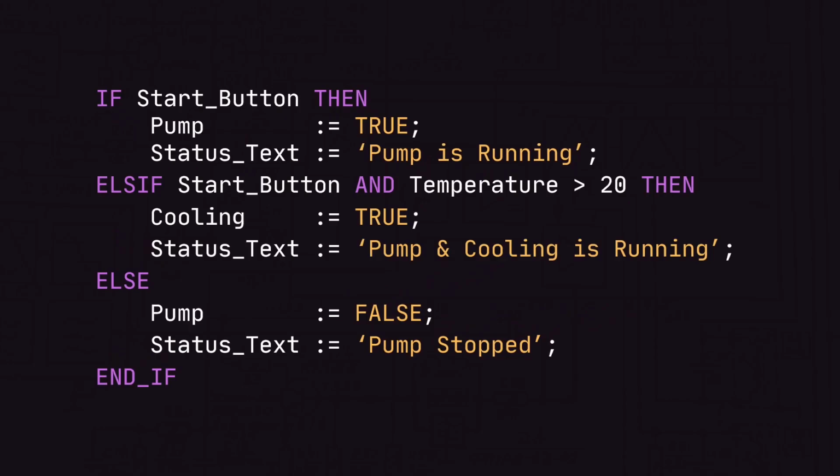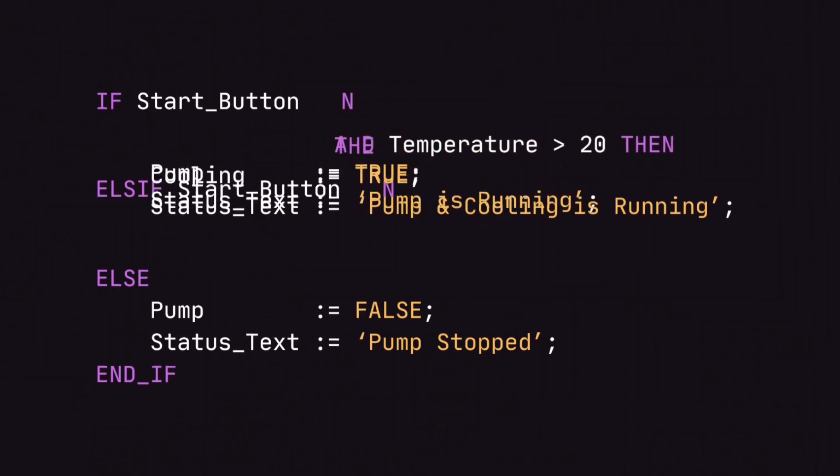To show you what I mean, let's look at an example. Do you see anything wrong here? Actually, we'll never reach the else if because we're already checking start button in the first if, and that code will run as soon as the condition is met, meaning we will never reach the else if. To fix this, we need to switch things around like this.